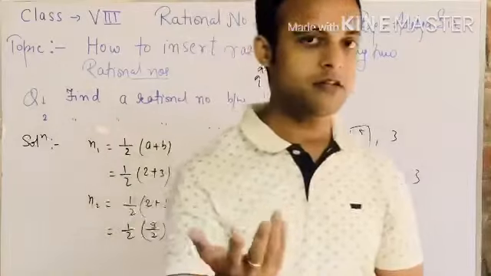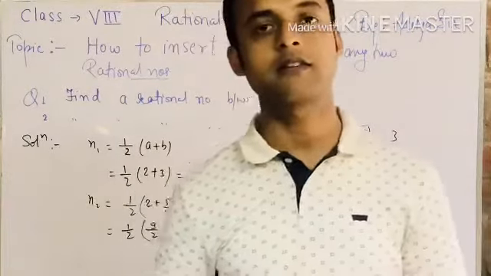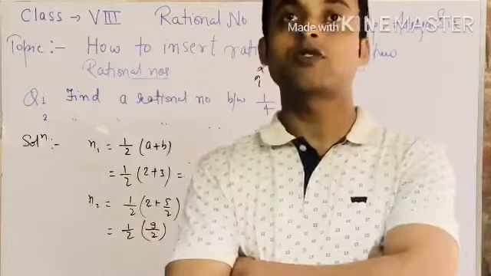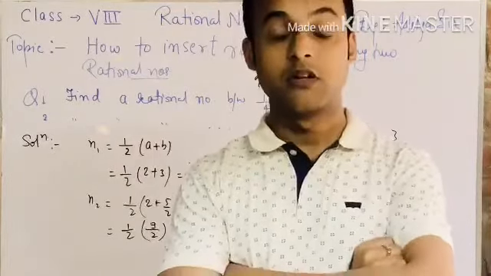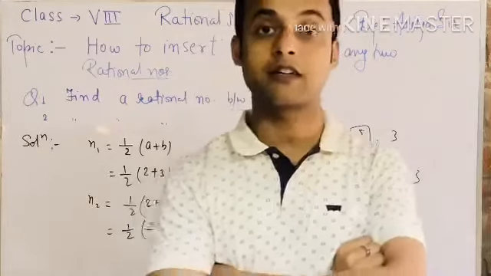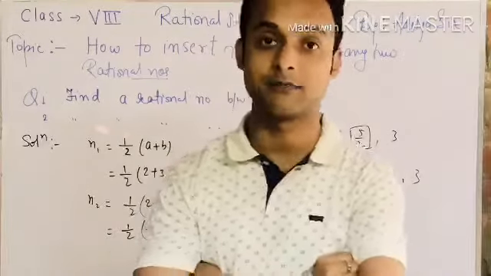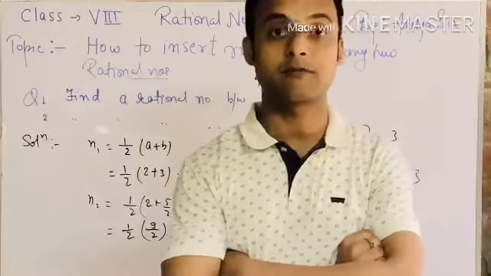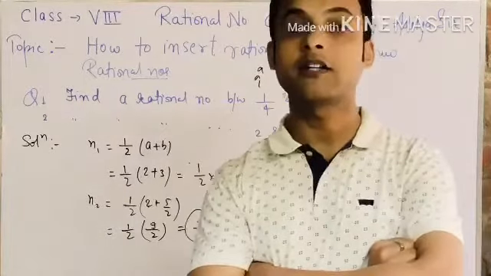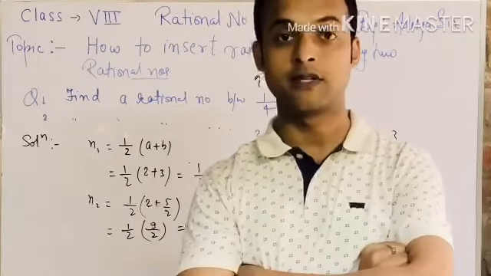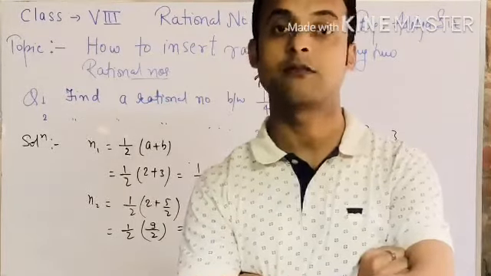Now we come to another method. Suppose you have to find 10, 20, even 100 rational numbers. Then it will be hectic to add the given numbers 100 times or 20 times. It will be a time-taking process. So we will avoid this process of adding and dividing by 2. We will take another process, that is the equivalent fraction method.